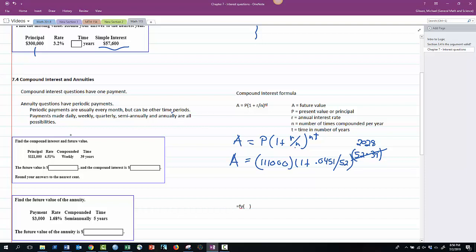Now let's look at a compound interest. Let's look at this one here. Find the compound interest and the future value. Okay?